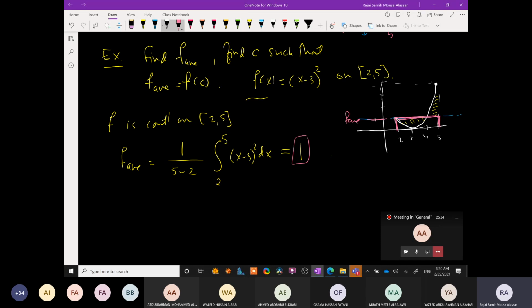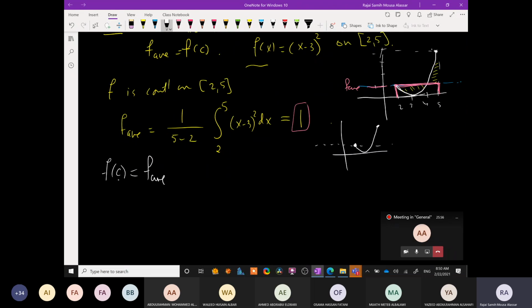So this is the average value. What we are saying is the following. The mean value theorem says that, hey, okay, fine, you did that, then this is your average value. Then you must hit the average value function somewhere in this interval. So what we're saying is that f of c has to be equal to the average value of the function. So we want to find that c. So f of c is equal to c minus 3 squared. This is my function, isn't it? That should be equal to the average value, which is 1. Okay, now I will solve for c.